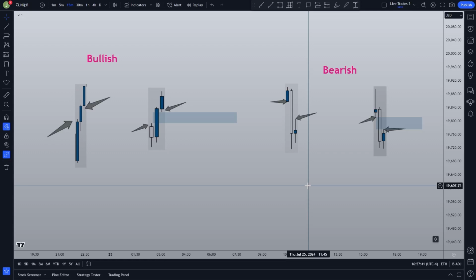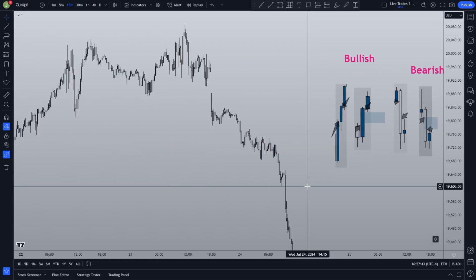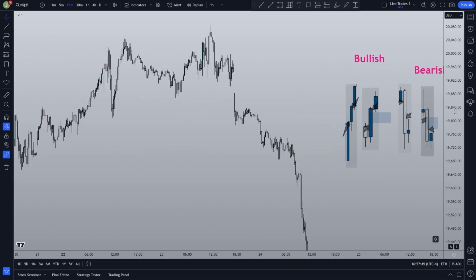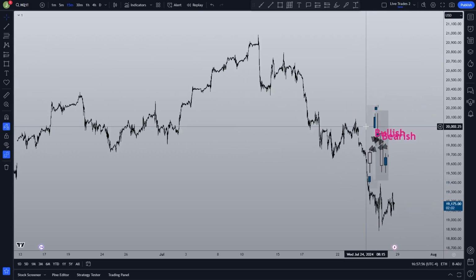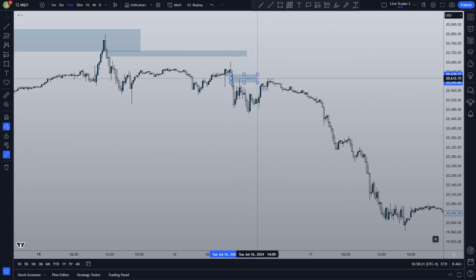Now that you've got the general idea, let's talk about using the POIs to find a bias. I'm going to start on the 15-minute time frame. For the purpose of this demonstration, this is going to be my higher time frame. Let's mark all the fair value gaps we can find within the past couple of days. Specifically, I'm looking for consecutive imbalances in a row going in one direction.